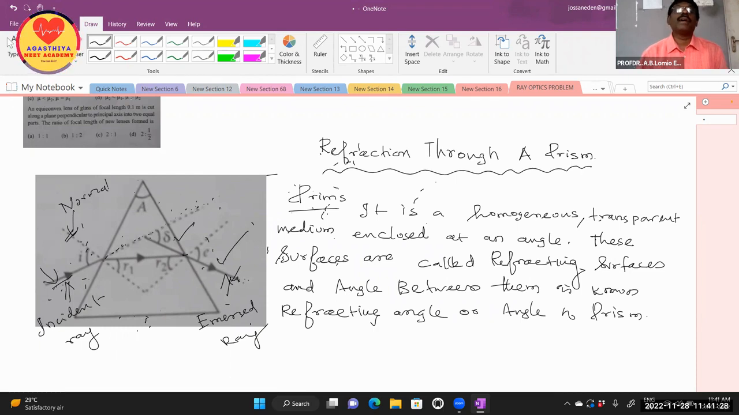This is the incident ray projection. This is the emerged ray. The angle between these two lines is the angle of deviation. That is called delta. Inside the prism, R1 and R2. R1 is the refraction angle with respect to the incident ray, and the same line will be incident on the other surface. That is called R2.